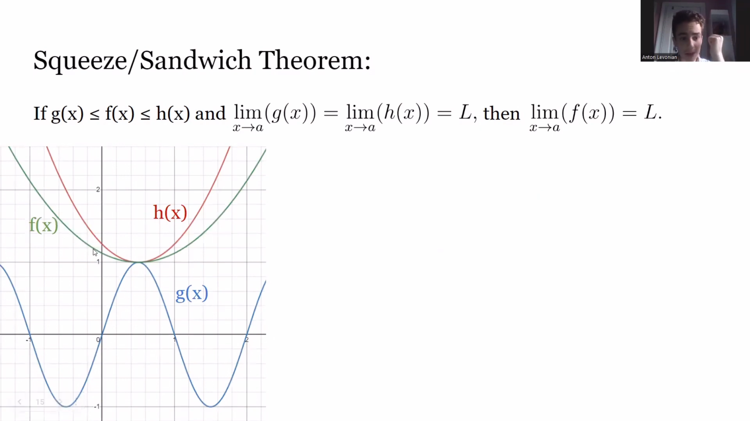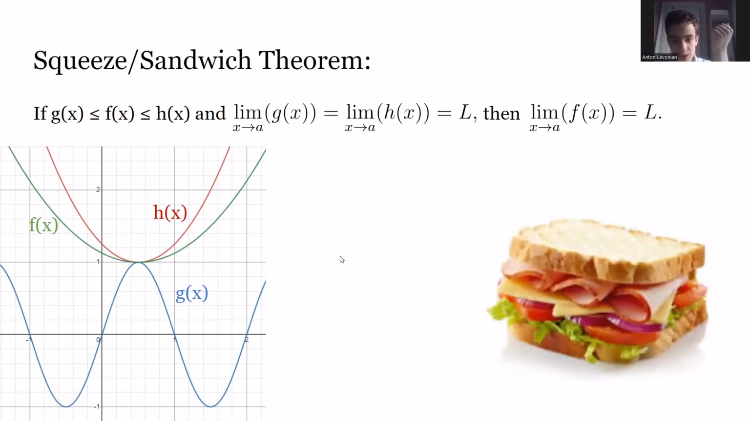We have a function f of x that's less than or equal to h of x, but greater than or equal to g of x. The green one is f of x, with h of x and g of x around it. H of x and g of x have the same limit at this value right here. I like to visualize this as passing through the two functions. F must pass through whatever this limit has to be. So the limit of f of x will also be L.